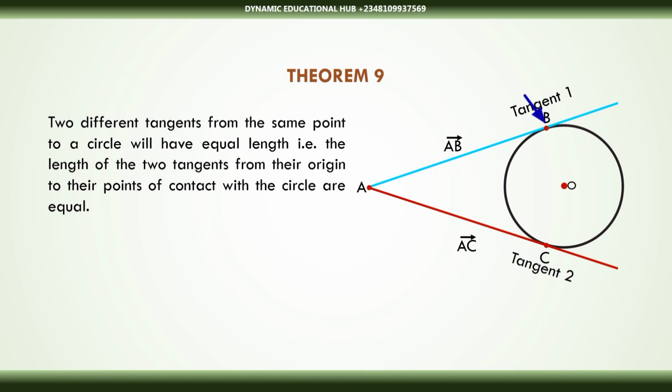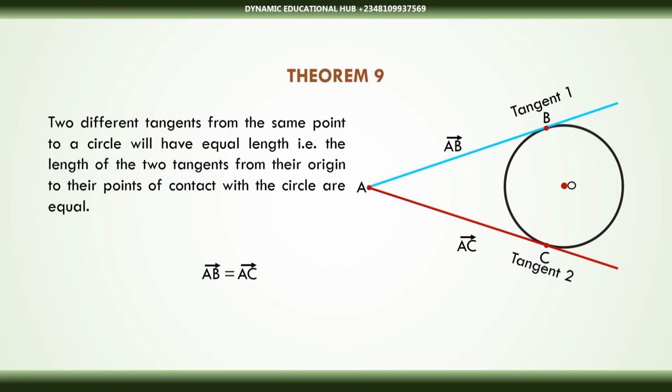And the length of AC from here to here, the point of contact with the circle. So what it's telling us is AB will be equal to AC. So if AB is 10 centimeters, AC will also be 10 centimeters. That is what this theorem is telling us. But before we proceed, I would like to expatiate more and show you how to apply this theorem to solve geometric questions.